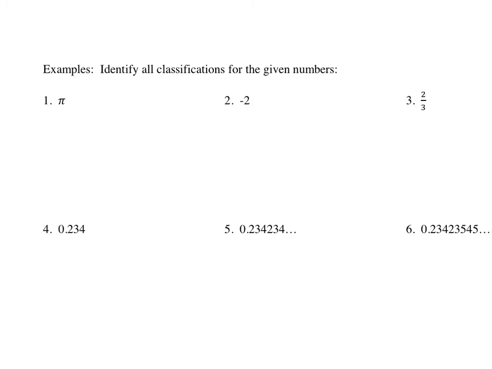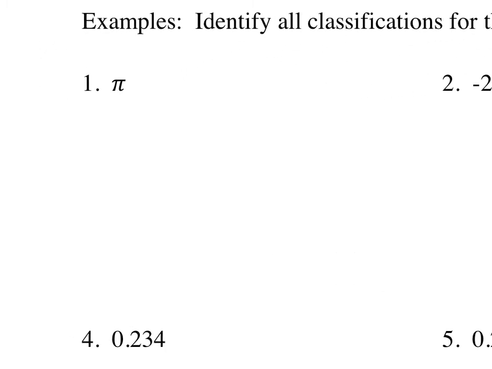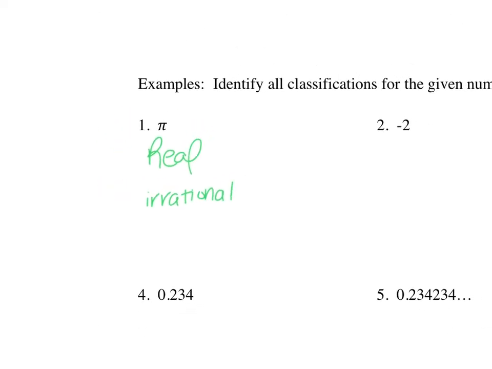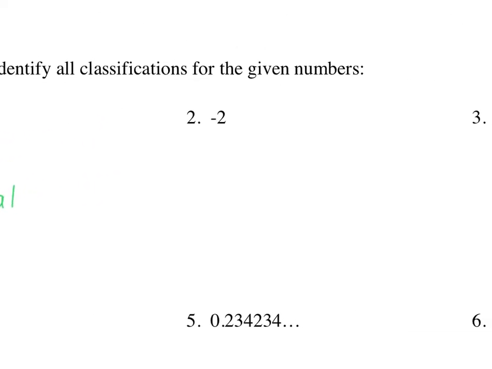So the first number we have is pi. I said it before, pi is real because everything is real in this course. But the thing is, pi never repeats. So when we talk about the number pi, it is irrational. So pi is real and it's irrational.